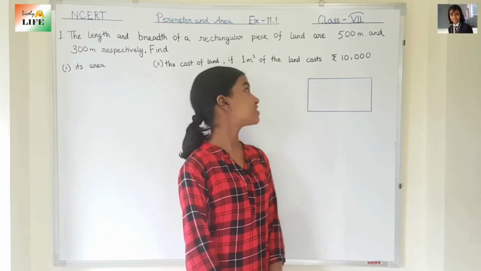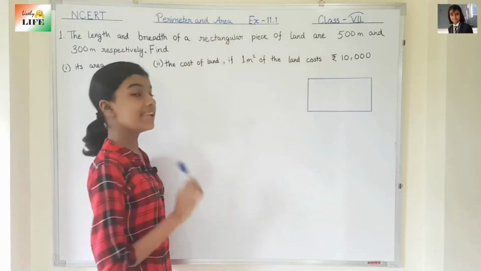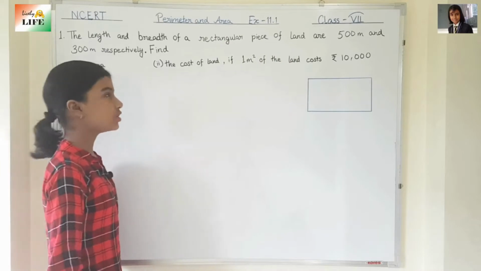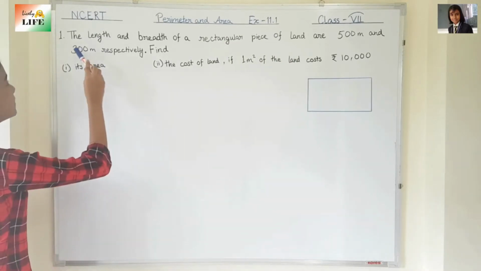Today we are going to start with class 7 perimeter and area exercise 11.1. So let's start with the first question. What is the first question?